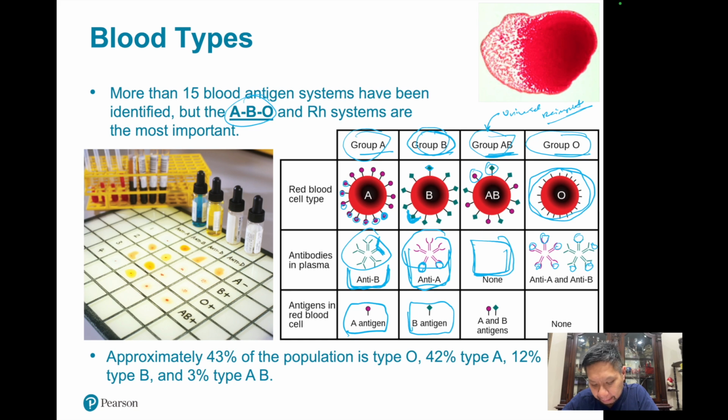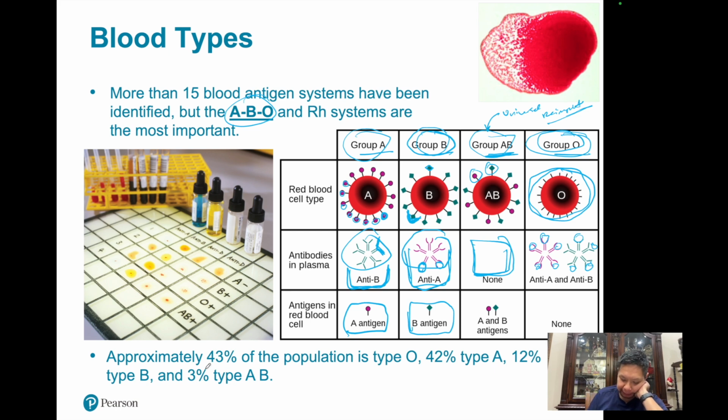But the good thing about being O though is that it makes people like me who have O blood type the universal donor, which means that I can actually donate my blood to anybody of any blood type and they'll be fine since my blood doesn't have any antigens in it. So that's called being O type.